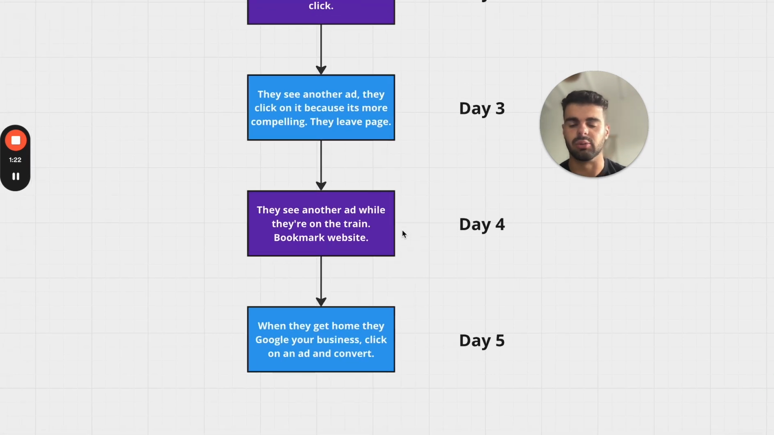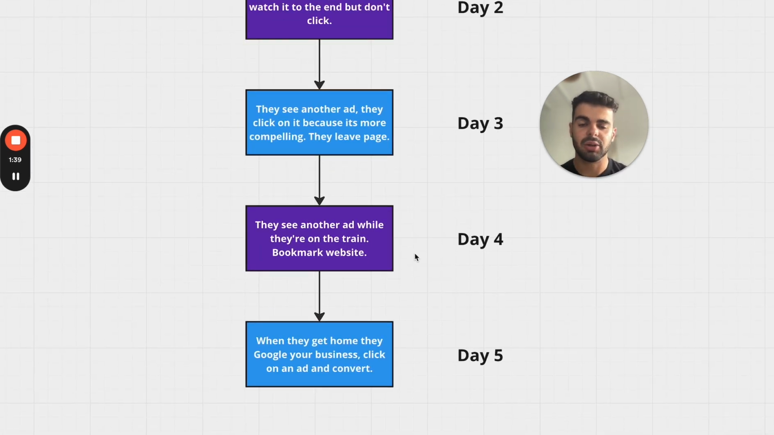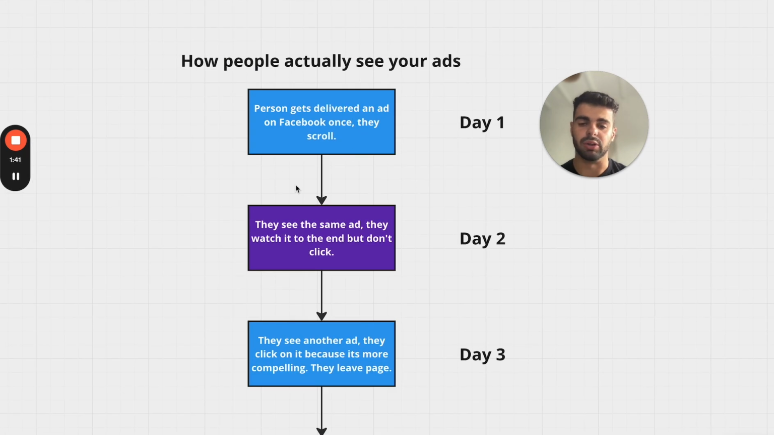On day 4, they get retargeted, and they see another ad while they're on the train. They bookmark your website or your landing page as a result. And then on day 5, when they get home, they Google your business the following day, they click on a Google ad, and then they convert into a lead or a purchase. This is a much more real way that people are going to actually see your ads.